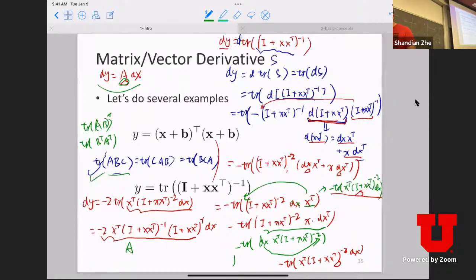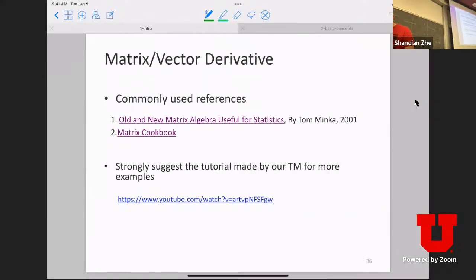Okay, so here I want to recommend 2 references, and you can click the link in our slides. It will point to the PDF. The first one was written by Tom Minka in 2001. He was still at MIT, I guess. And this is a very good one.